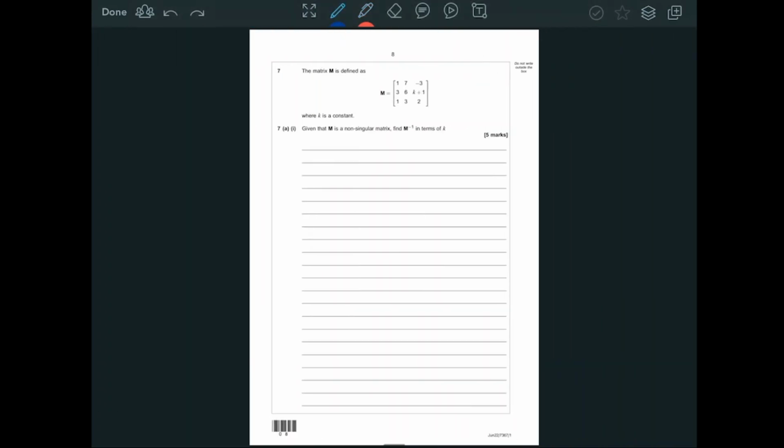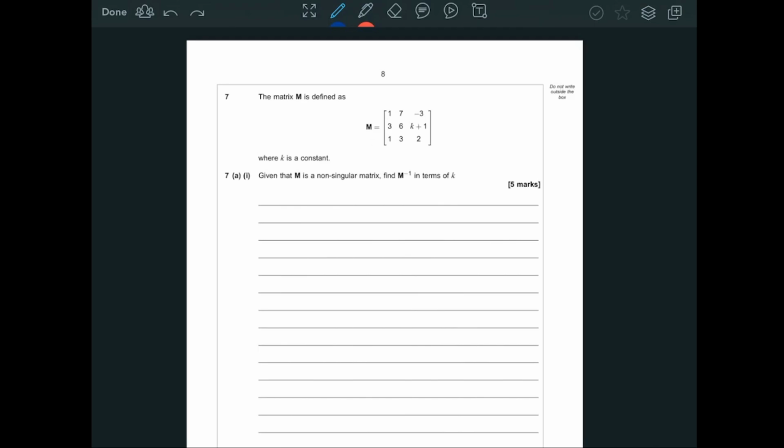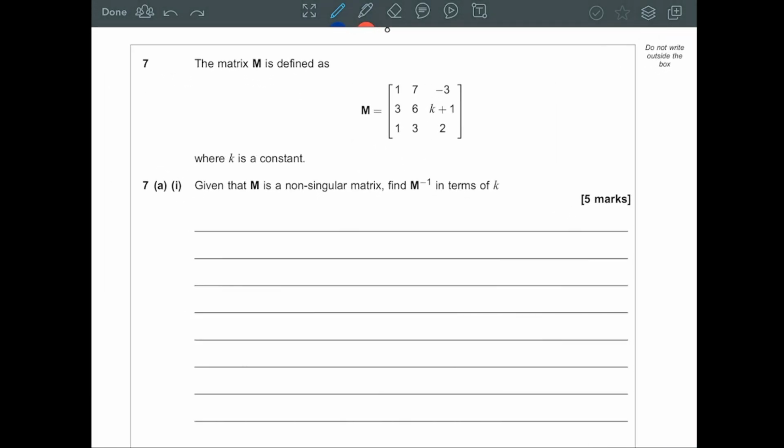Moving on to question 7. We have a matrix defined as so. Given M is a non-singular matrix, non-singular meaning we can invert it, we actually want to find the inverse. So to find the inverse, we need to do a couple of things. We need to find the minors, we need to find the cofactors, but we also need to find the determinant. So I'm going to start by finding the determinant.